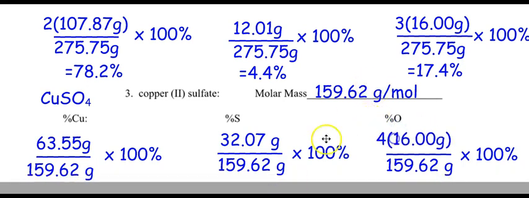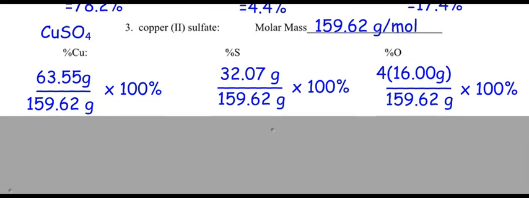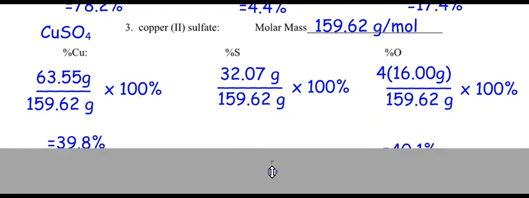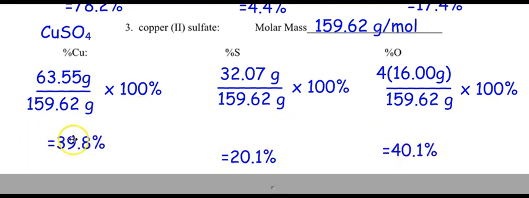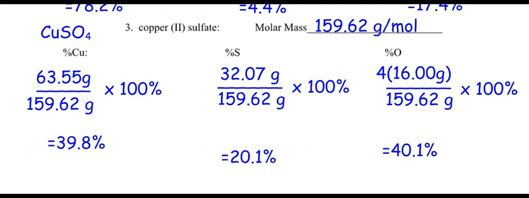So I have 1 copper over 159.62, 1 sulfur at 32.07 over 159.62, and 4 oxygens. And these are the answers that I got. And notice what happens. When they add up, what do you get? You get 100%. So the next section, if you turn the page, we're talking about the evaluation of an ore.